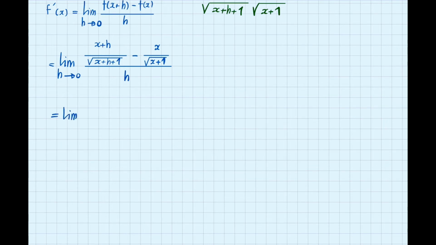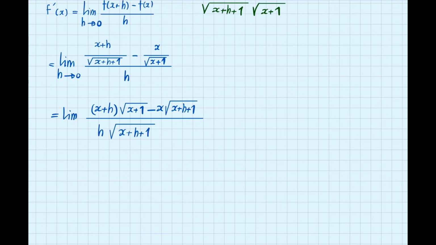The numerator becomes x plus h multiplied by square root of x plus 1 minus x times square root of x plus h plus 1. The denominator should also be multiplied by the same expression, so this becomes x square root of x plus h plus 1 multiplied by square root of x plus 1. h goes to 0.